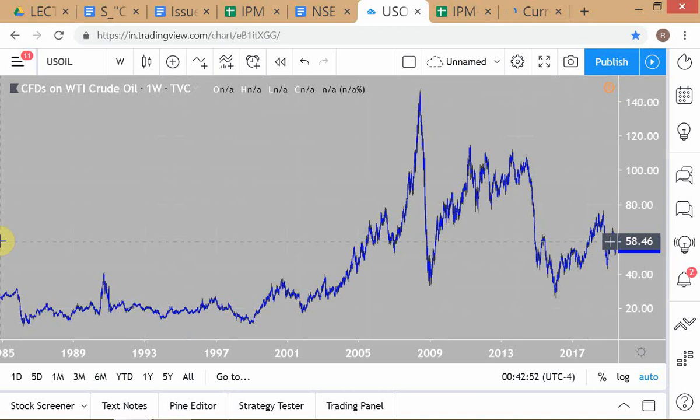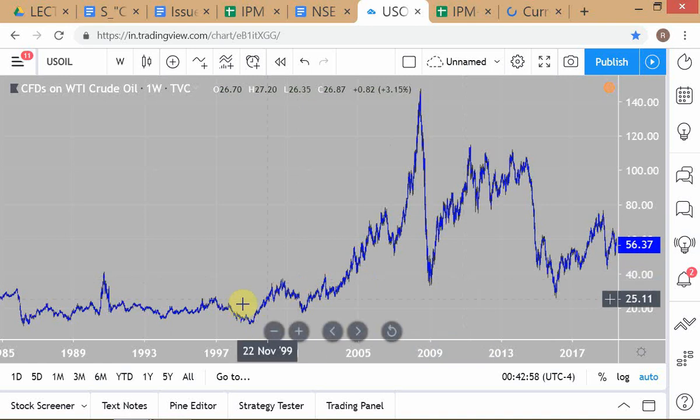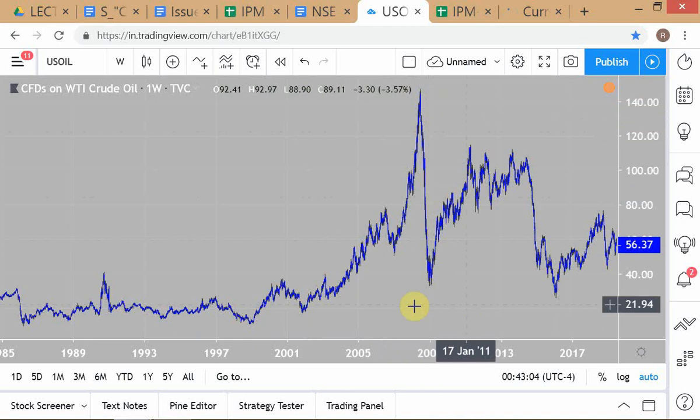Now you see in this weekly chart of crude oil, which covers a long period, from 1985 onwards, that for any asset price you can look at, this is the commodity price, there are uptrends and there are downtrends. Is that clear? You can look at all the stock prices that you want to look at, and you will see this phenomenon.